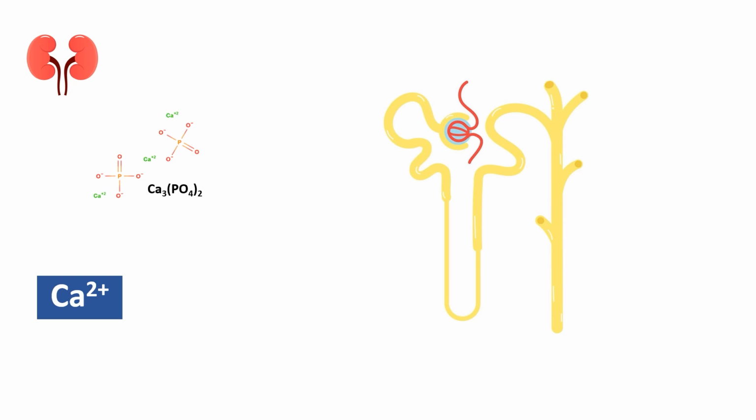67% of filtered load is reabsorbed in the early proximal convoluted tubule. 25% of the filtered load is reabsorbed in the thick ascending loop of Henle. 8% of the filtered load is reabsorbed in the distal convoluted tubule.